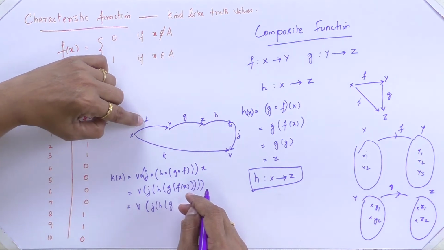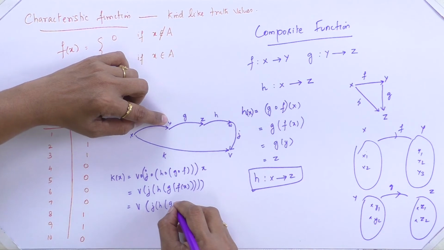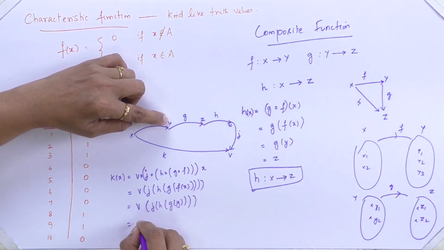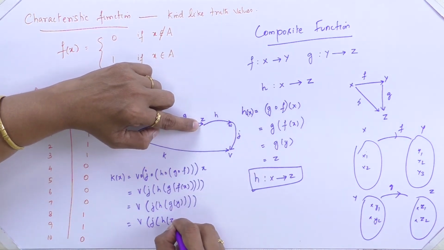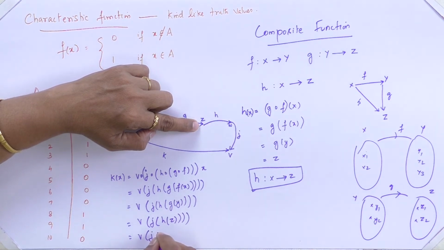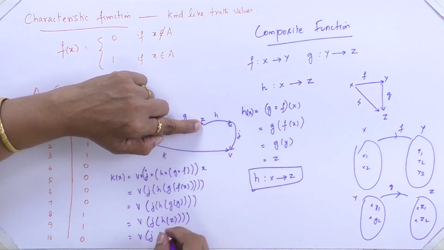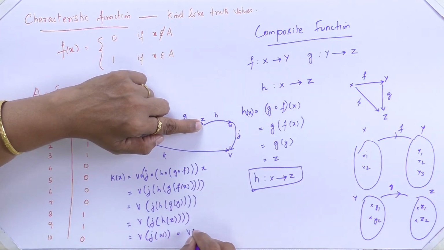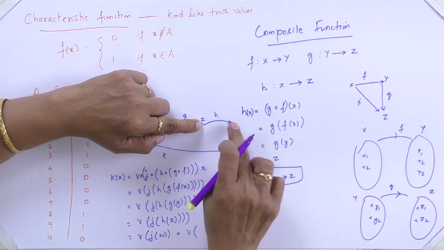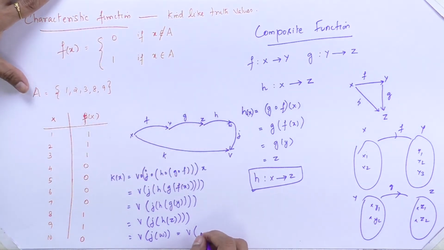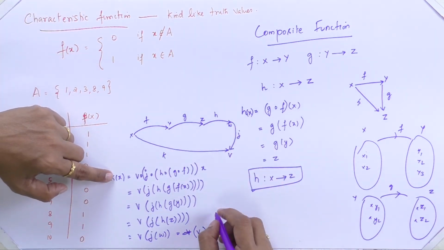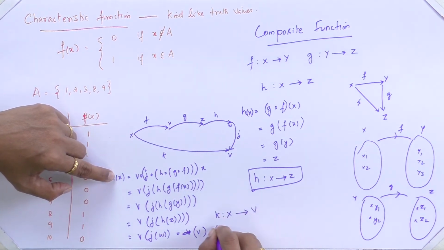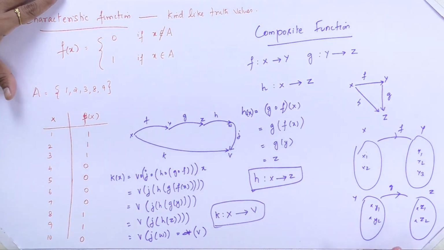F of X, this function maps X onto Y. So F of X I can have as some Y. So this is V of J of H of G of Y. G maps Y onto some Z, so let me have it as Z. Next, V of J of H of Z, H maps Z to W. Then J maps W onto V. Therefore we see K is a function from X to V. Understood? This is how we can define any composite function.